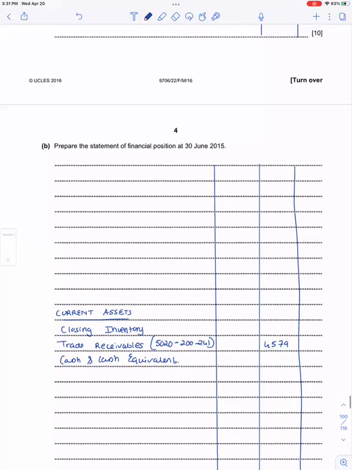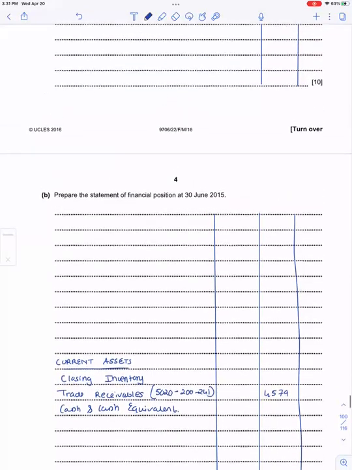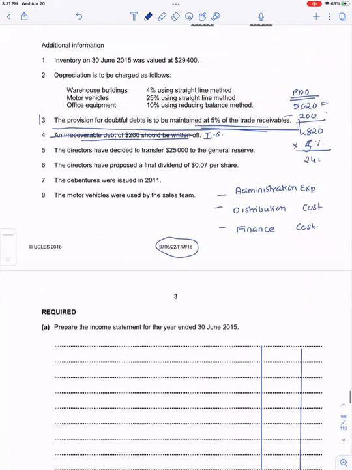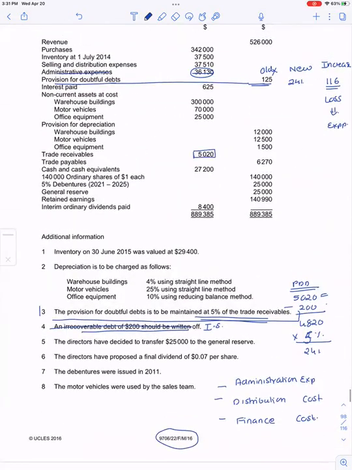Anybody has any doubts over here? If yes, tell me. If no, tell me. No, miss. Can I proceed ahead? Yeah. Okay, there is interest.